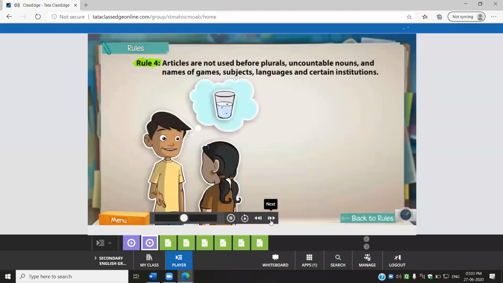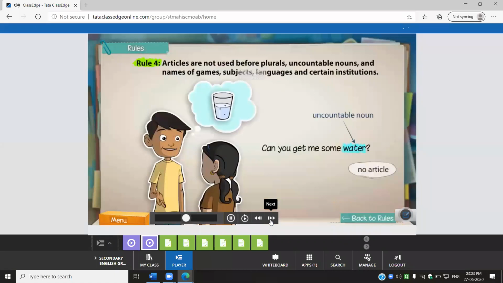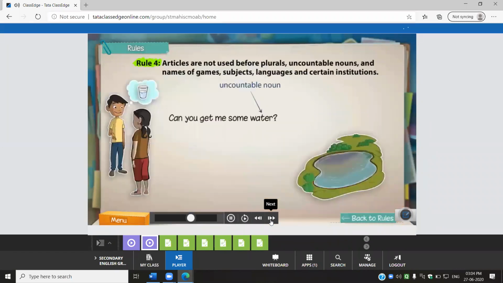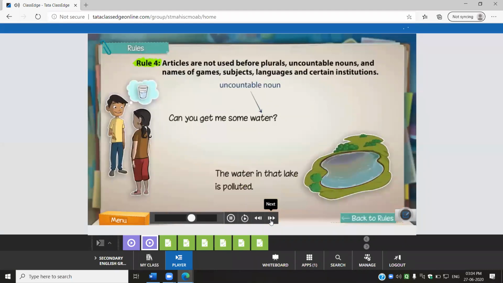Articles are also not used with uncountable nouns, such as water. Instead, words like some may be used to denote quantity. However, here again, if the uncountable noun is specific, the article the may be used. In this sentence, the noun water specifically refers to the water in the lake.